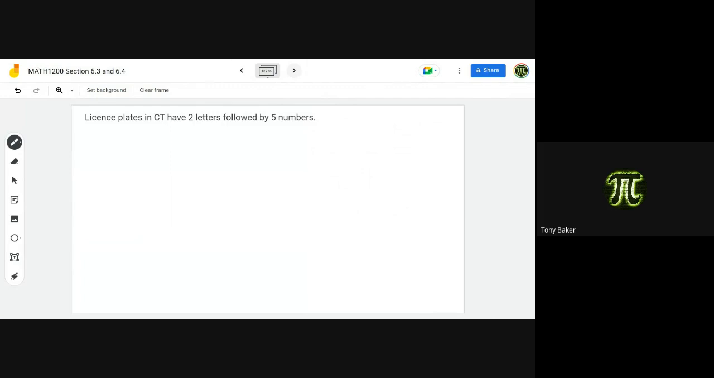All right, let's look at the license plates in Connecticut. They've changed. It used to be 3 numbers and 3 letters. Now it's 2 letters and 5 numbers, not including vanity plates and all the other stuff. So how many different license plates can they have in the state of Connecticut that has 2 letters and 5 numbers? How many letters are there in the alphabet? It's 26. Okay, you got it the second time.